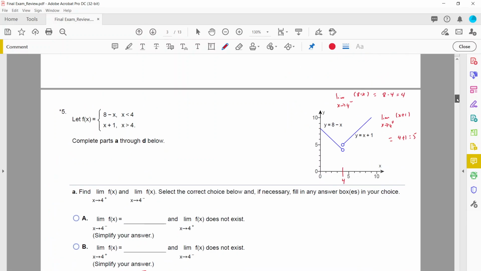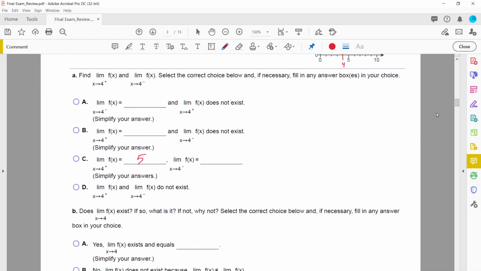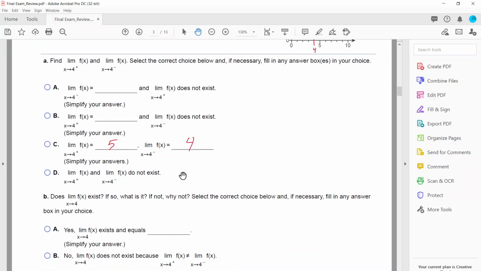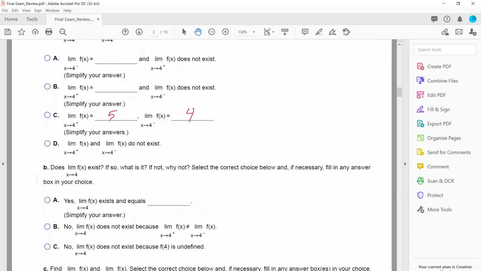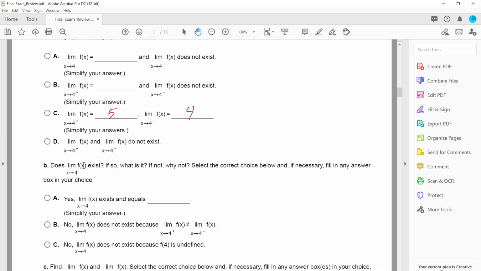Okay, so we can see that from the left side the limit is 4, and from the right side the limit is 5. From the right side the limit is 5, from the left side the limit is 4. So let's go to the next part. Does the limit of the function f of x when x approaches 4 exist?